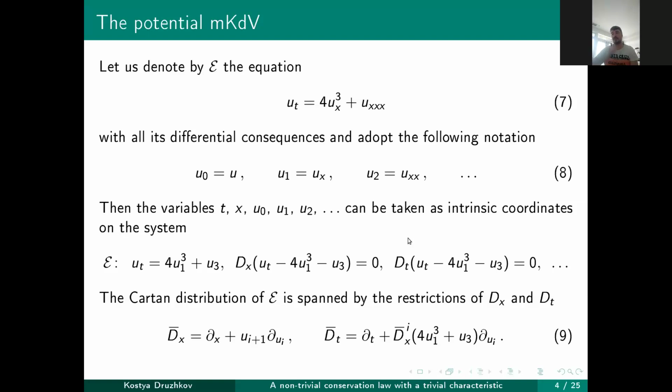The distribution of this infinitely prolonged system is spanned by the restrictions of the total derivatives Dx and Dt, and they have this nice form. So Dx is just the restriction of Dx with this overline, and the corresponding operator Dt is given also here. We can encode it in this nice form. So I assume summation with respect to the index i here, for example, the Einstein summation convention, just zero.